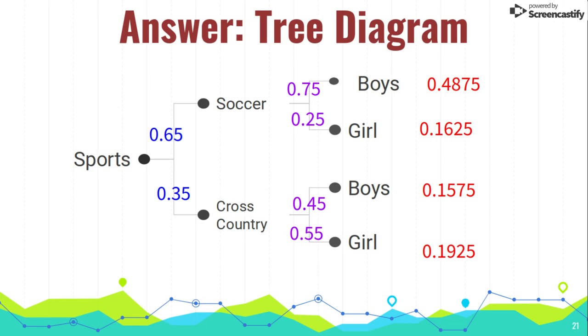Then we multiplied 0.65 times 0.75, which equals 0.4875. Then we did 0.65 times 0.25, which equals 0.1625. That's for the boys and girls respectively. And then there is 0.35 times 0.45, which equals 0.1575 for the boys who play cross country, and 0.35 times 0.55, which equals 0.1925 for the girls who play cross country. If you add all the red ones together, it equals 1, and that just means the sample space.